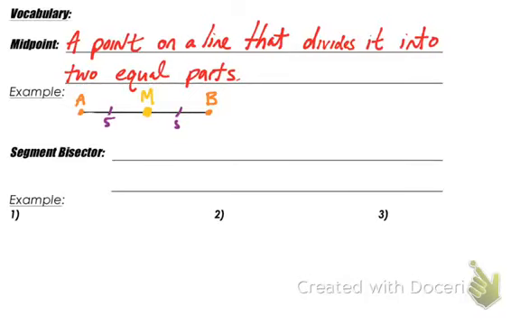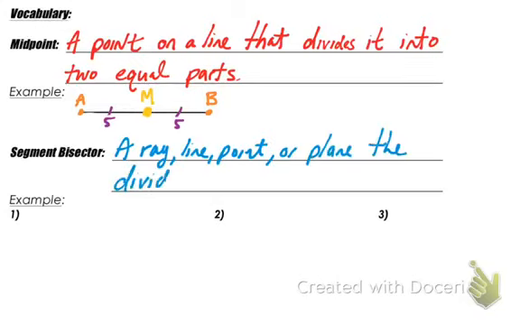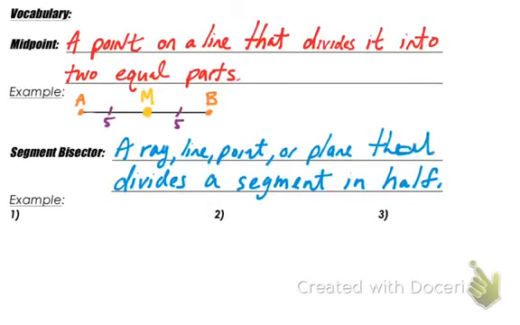Alright, so we just talked about what a segment was, and a segment is if you have a line and you have 2 points on the end of the line, that's considered a line segment. Now a segment bisector, let's talk about that. A segment bisector can be a ray, a line, point, or even a plane that divides a segment in half. This should be that. Let's fix that right now. That's perfect. Alright. So we're talking about a segment bisector being a ray, a line, point, or a plane, but we're going to only focus on ray, line, and point for now.